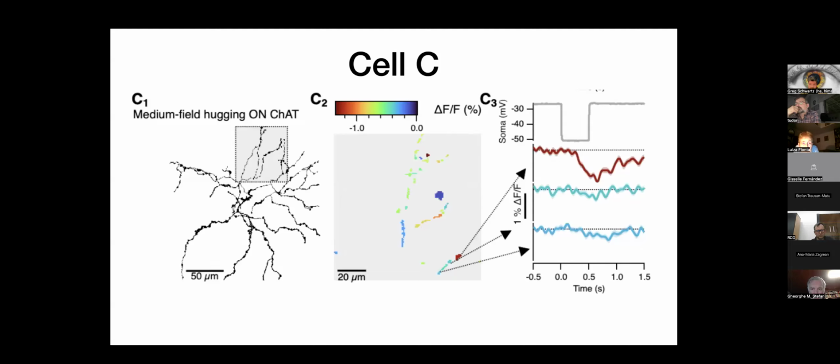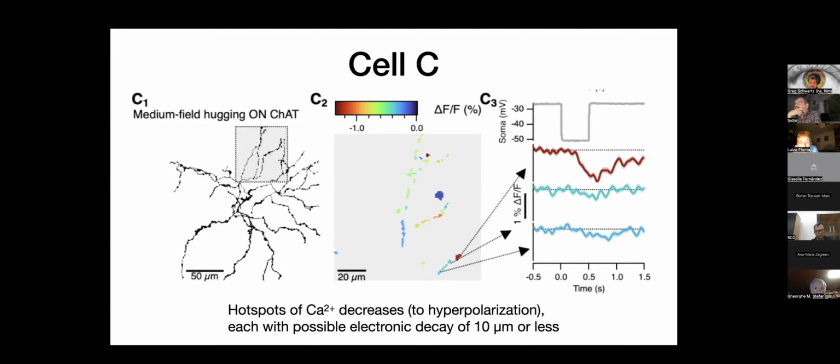Here's another one where this was a cell that was constitutively pretty depolarized. So we were hyperpolarizing it to see decreases in calcium. And this is another one that has hot spots with what looks like kind of a decay around them, but the decay would have to be very small, like maybe a 10 micron kind of decay around the hot spots instead of 20.